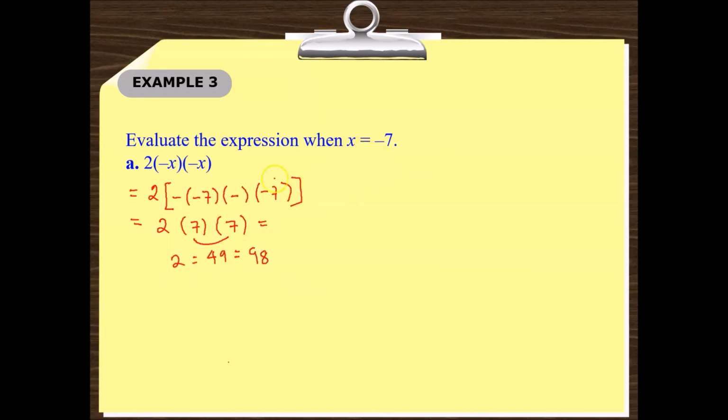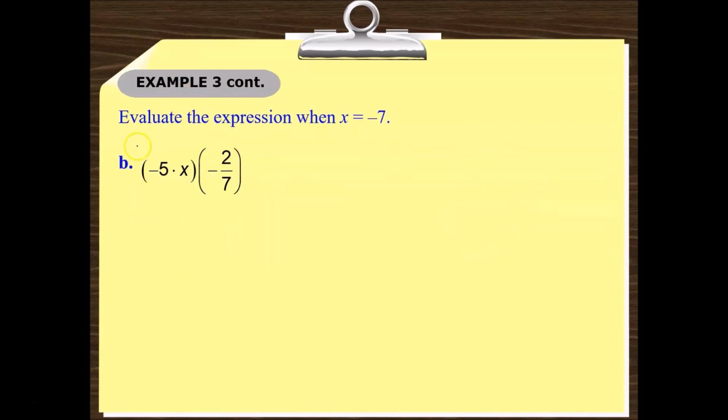Another way to do this is to first simplify the expression right here. So 2 times negative x times negative x. This will give us 2x squared. Okay, now it's time for us to replace x by negative 7. So we can write 2 and then write negative 7 and then we square. Okay, now negative 7 times negative 7 is 49. Therefore, 2 times 49 is also 98.